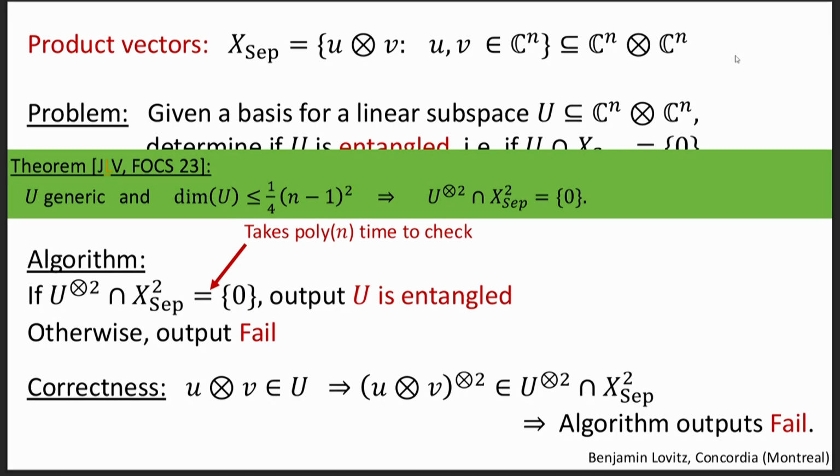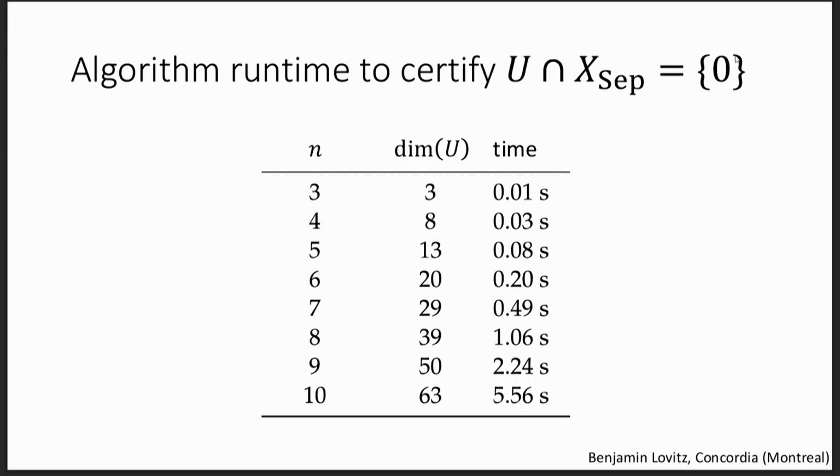This was our result: if U is generically chosen of dimension up to 1/4 of this cutoff regime that we care about, (n-1) squared, then this algorithm will certify entanglement of U. I want to mention I told you it was an order n to the 12th algorithm. It's just solving a linear system, so you can do this extremely fast on a computer. For example, for subsystems of dimension 10, the algorithm runs in less than 6 seconds in MATLAB.